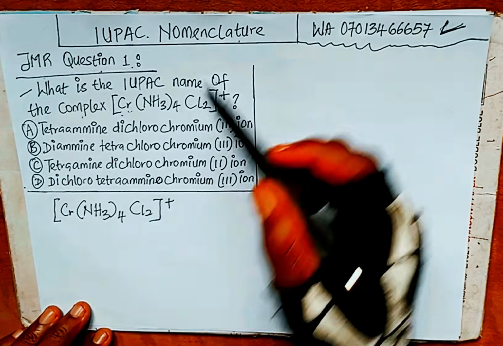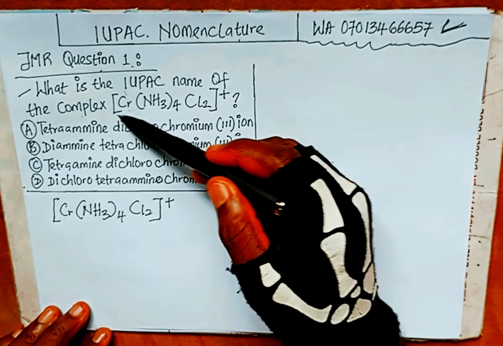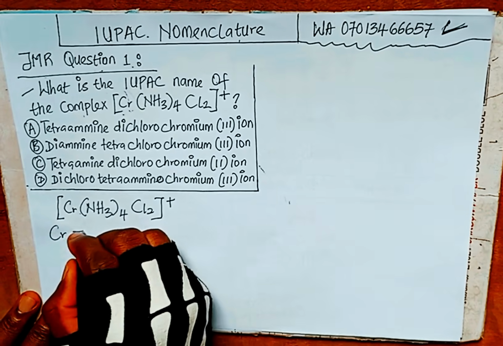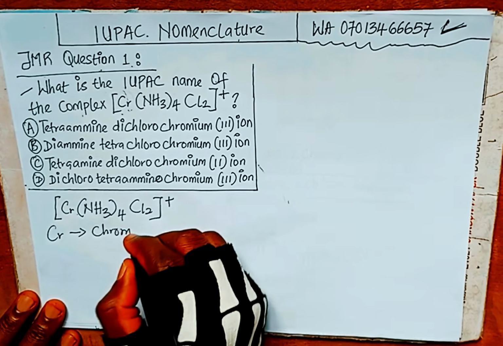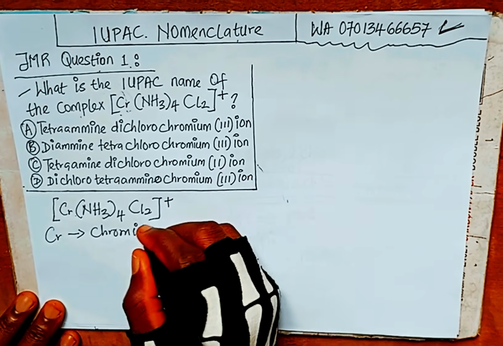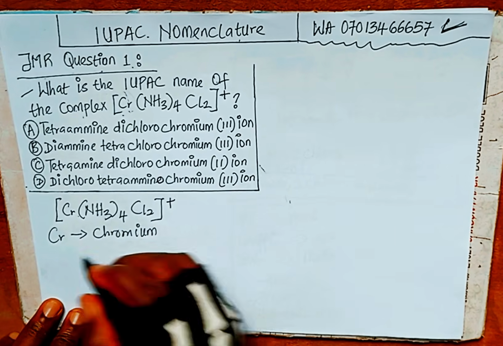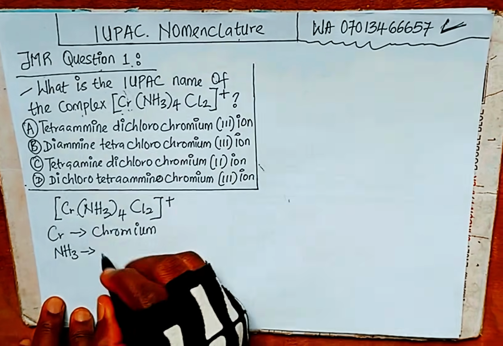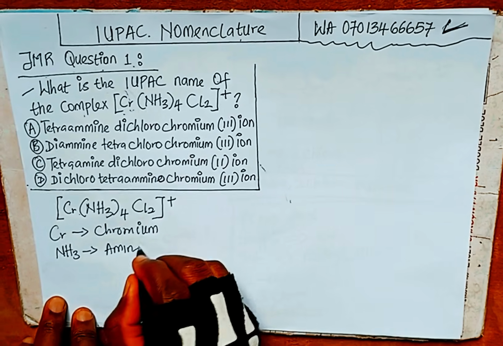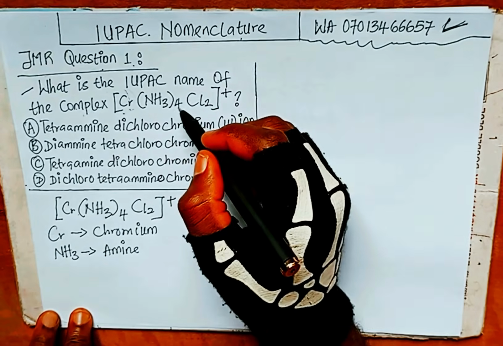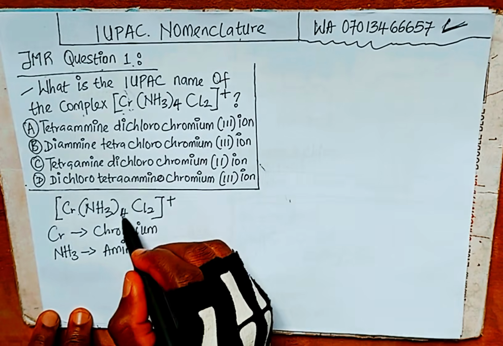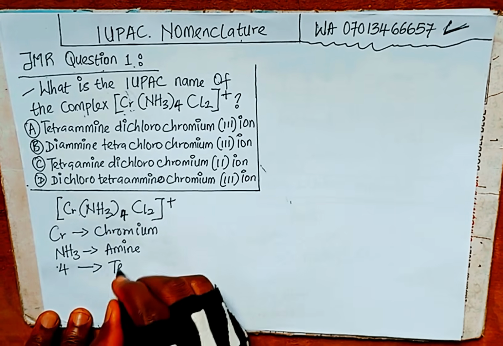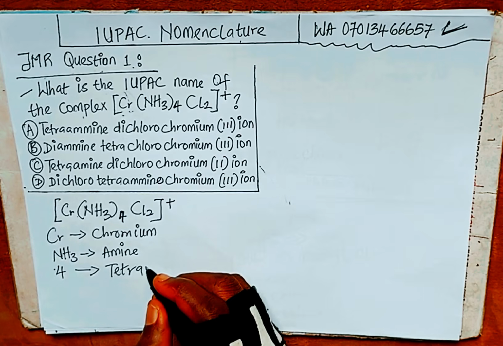Remember, we have to know the oxidation state of chromium here. Cr is chromium. NH3 is ammonia, but here, because we are doing nomenclature, it is referred to as amine. Then this 4 we have here shows that it's times 4, which is called tetra. That's why we're going to represent it as tetra.